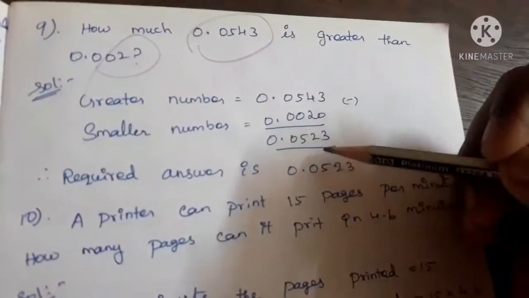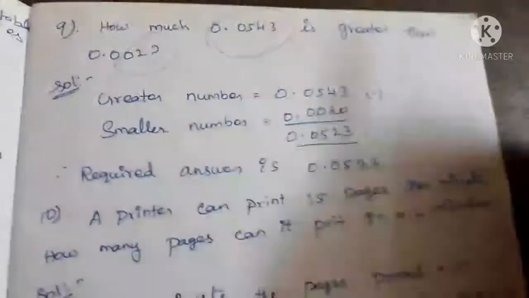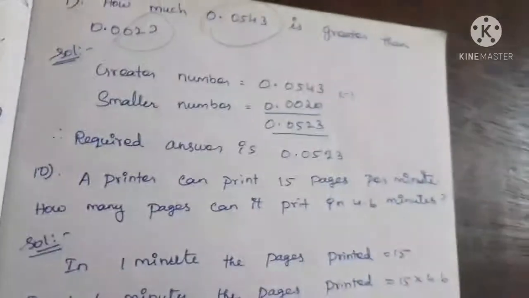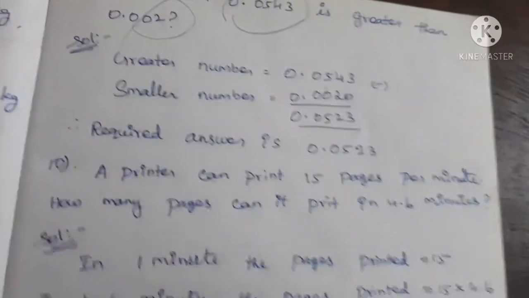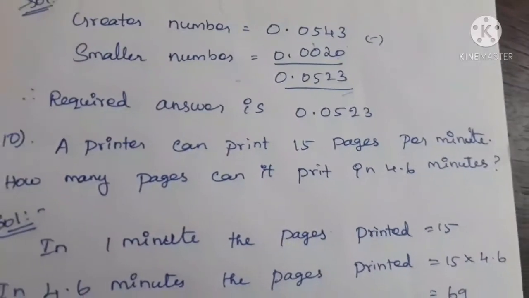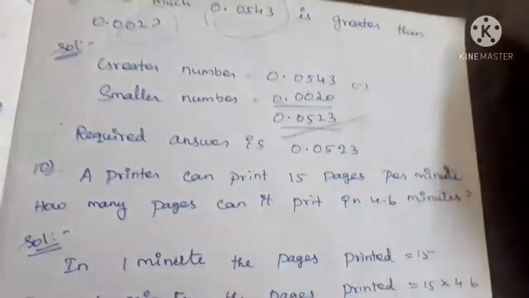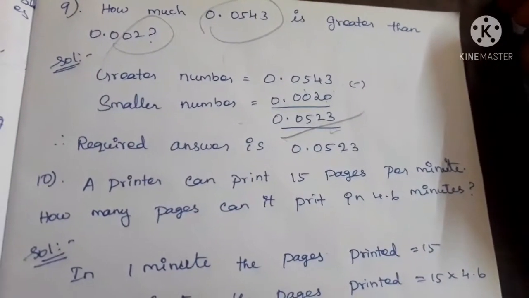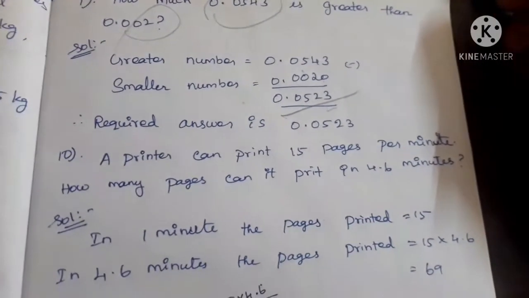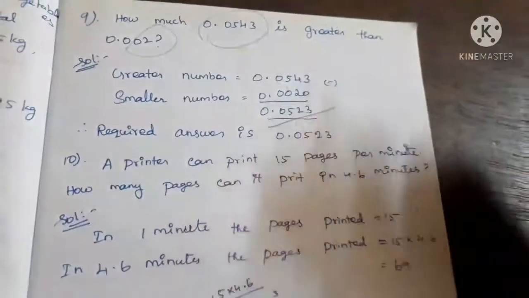So you will get what? I am putting a 0 after the 2. After 2 you can put zeros, but before 2 you should not put extra zeros. Wherever you don't have the number you can put 0 obviously. So now when you subtract this you will get 0.0523. Required answer is 0.0523. The difference between these two numbers is 0.0523.